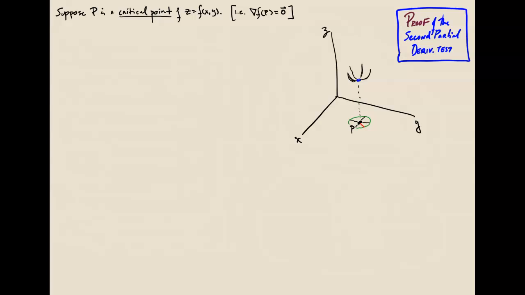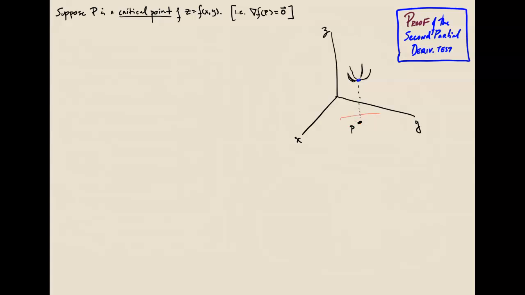This is what makes functions of two variables trickier than functions of one variable. When you have only one variable, there's not a lot of choice in how you move from P. You can go to the right, you can go to the left, that's it. When you've got a function of two variables, there are infinitely many ways you can move from a given point.